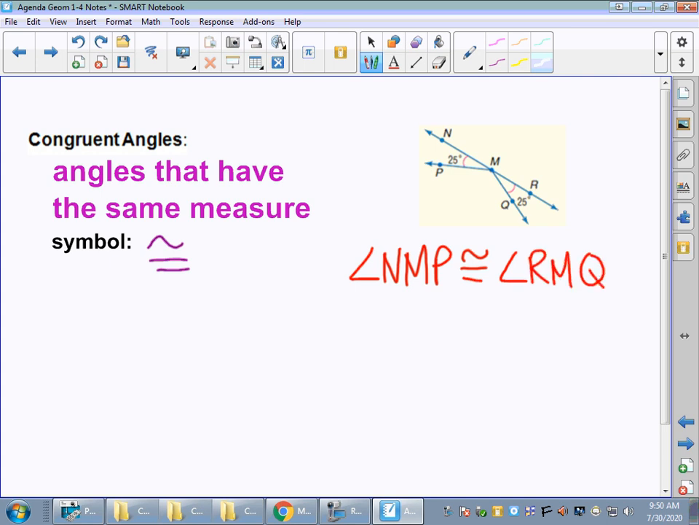If you named it QMR, you would be right. I'm going to look to make sure that M is in the middle of both of those because M is the vertex. So we've got 2 congruent angles. What if I didn't tell you that they were 25 degrees?